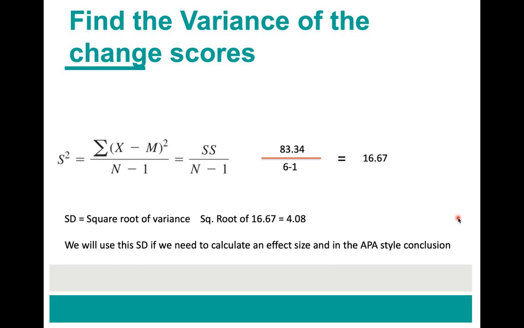So now we want to find the variance of those change scores. Variance, which we denote as s squared, is just sum of squares divided by n minus 1. So 83.34 divided by, we had 6 participants. This is important because even though we started with 12 data points, 2 data points per participant, n is not the number of data points, n is the number of participants. So we had 6 participants. So 6 minus 1 is 5. 83.34 divided by 5 gives us a variance of our sample of 16.67.